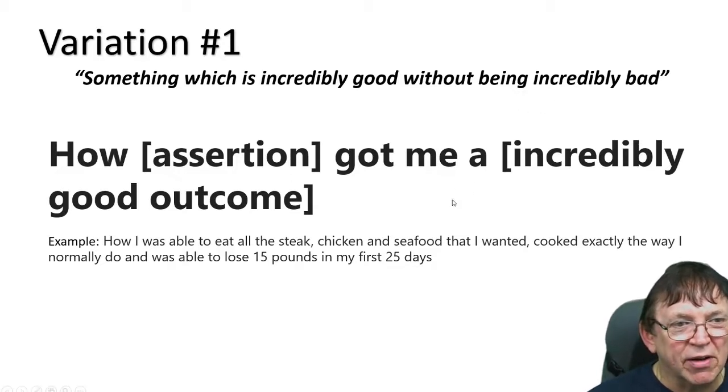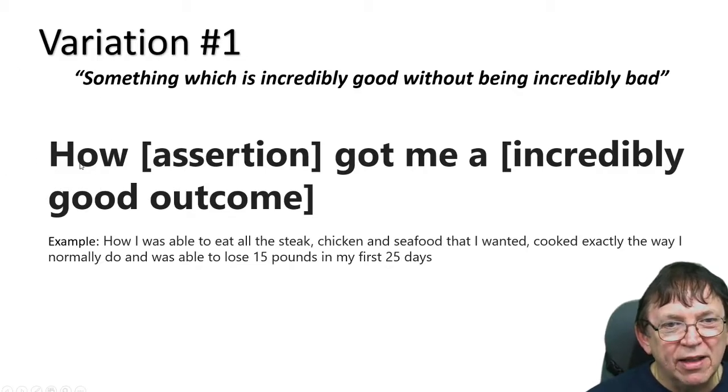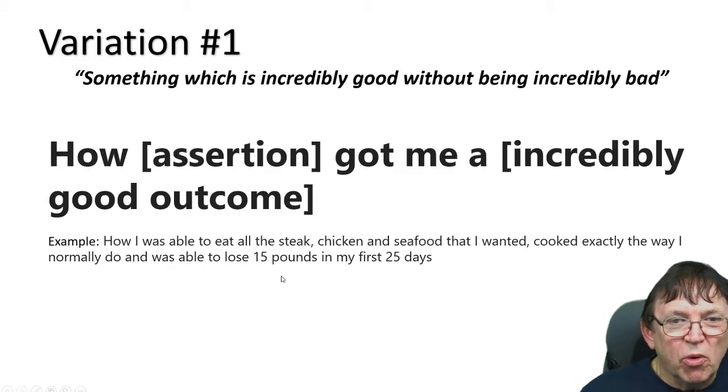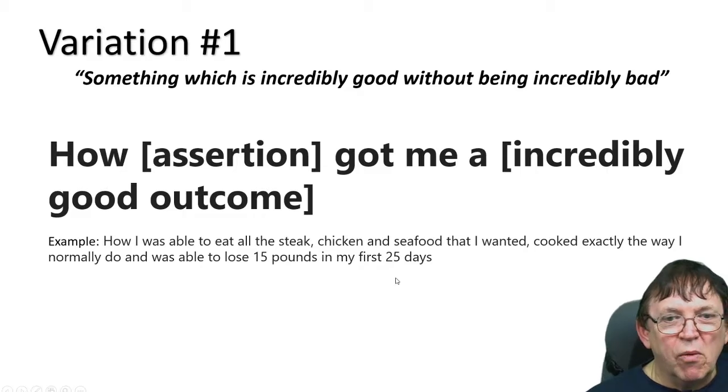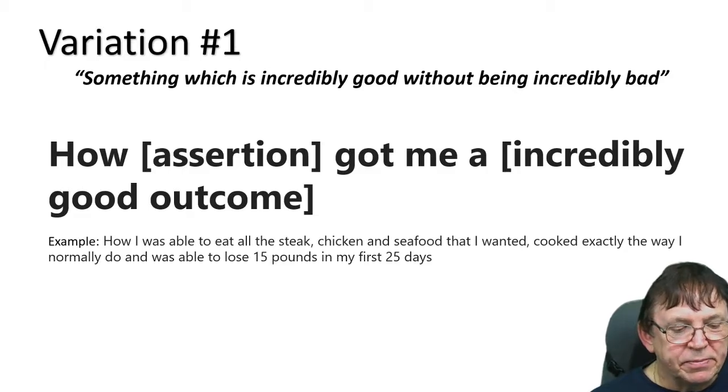And so here we have, and I've got an example, how I was able to eat all the steak and chicken that I wanted, and I cooked it exactly the way that I normally do, and I was able to lose 15 pounds in my first 25 days. It's really important to put exact amounts in here. Now, one thing I want to caution you on: this is not about hype. You want to be honest, you want to be truthful with this, but this is how you would, if you want to capture people's attention, take the facts and present them in their best light.